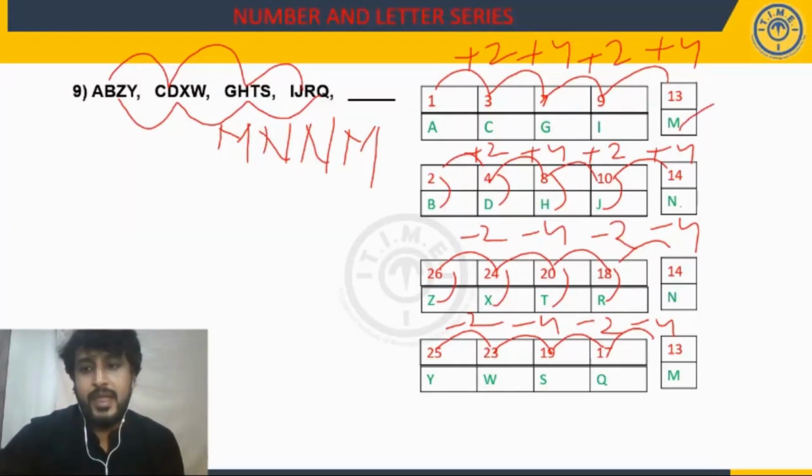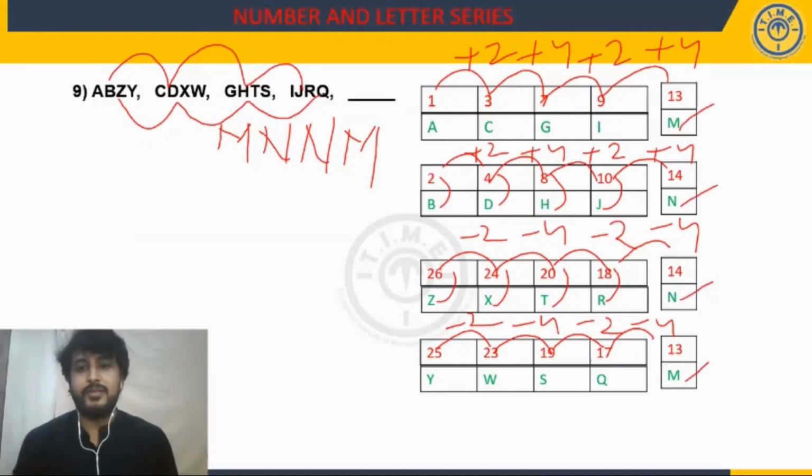So what is our required answer? M, N, N, M. And the logic in the first letters? Plus 2, plus 4, plus 2, plus 4. For the second set of letters? Plus 2, plus 4, plus 2, plus 4. For the third set of letters, minus 2, minus 4, minus 2, minus 4. And for the fourth set of letters, minus 2, minus 4, minus 2, minus 4.